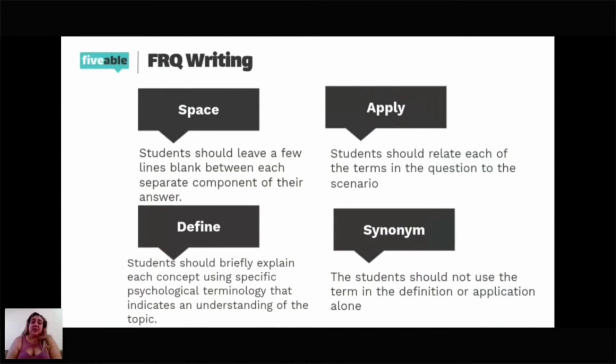Okay. So now we're going to go to FRQ and FRQ writing. Who here has never practiced an FRQ? Because I need to know if I have to go over some basics. Who here has never done an FRQ?